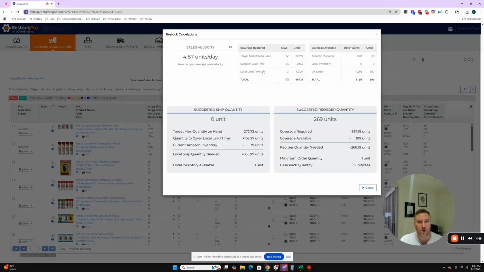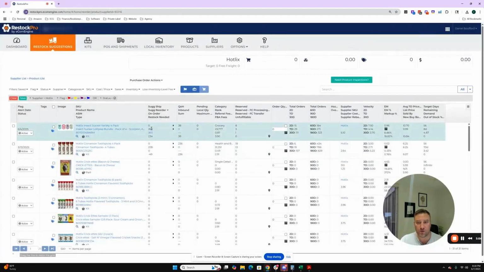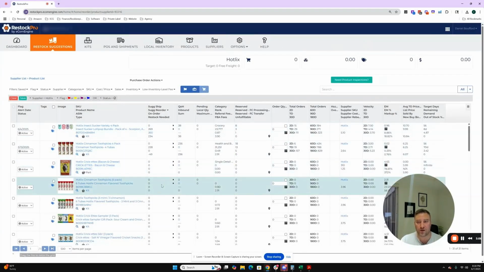So your coverage required total minus what's already either on hand in your warehouse or at Amazon or on order, and it's going to subtract those two. So coverage required 667, coverage available 399, and then it's going to come up with this 268 unit recommendation. On every SKU, it has this recommendation based on the inputs you give it, but you're really the best judge of whether you want to go with that blindly or look at some other factors.